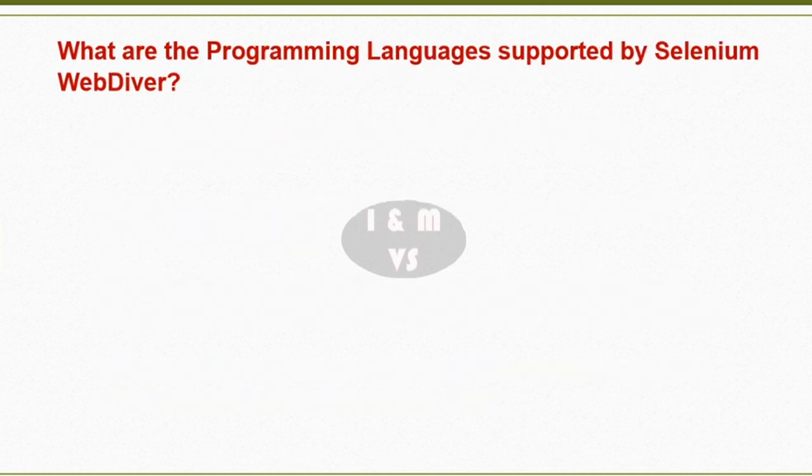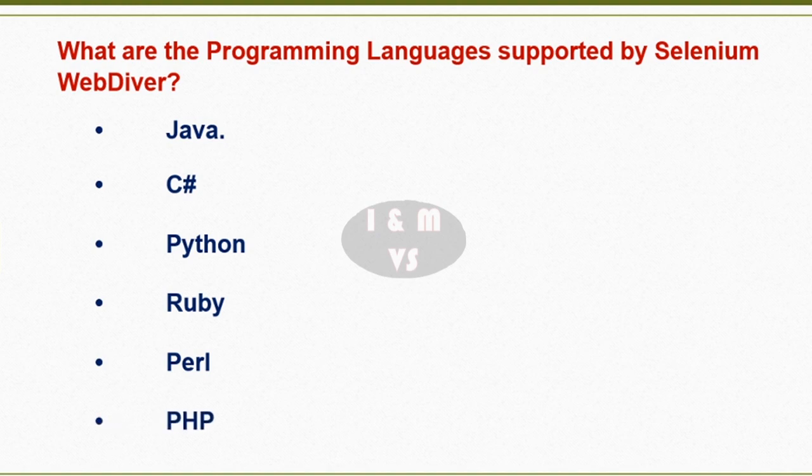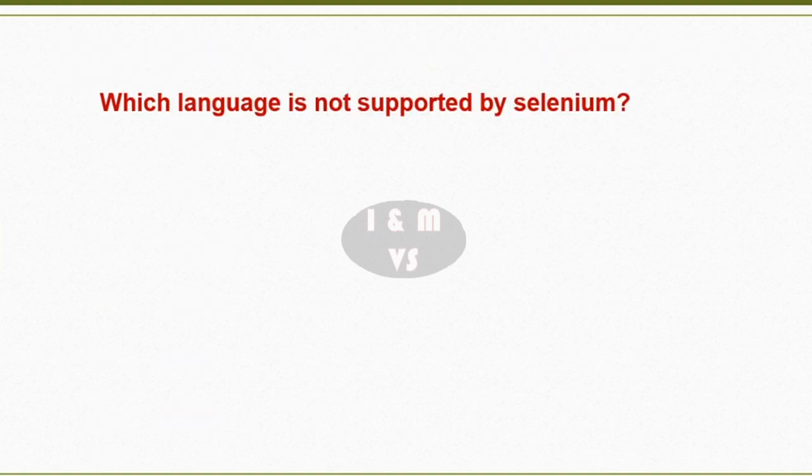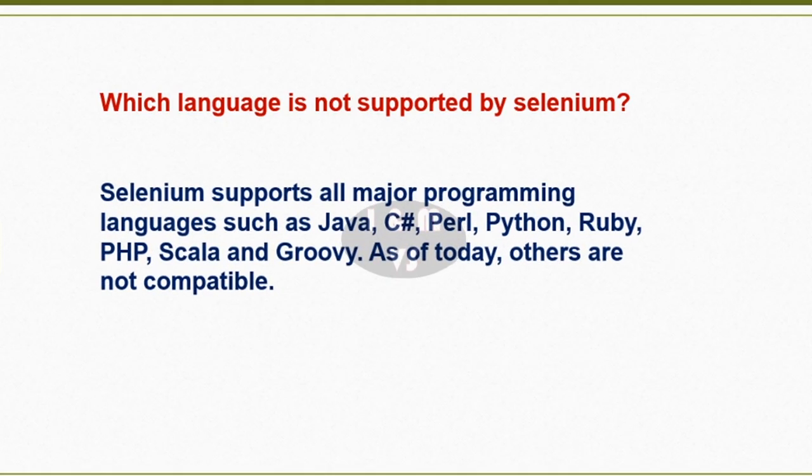Next question is: what are the programming languages supported by Selenium WebDriver? The answer is: Java, C#, Python, Ruby, Perl, PHP. Next question is: which language is not supported by Selenium? The answer is: Selenium supports all major programming languages such as Java, C#, Perl, Python, Ruby, PHP, Scala and Groovy. As of today, others are not compatible.